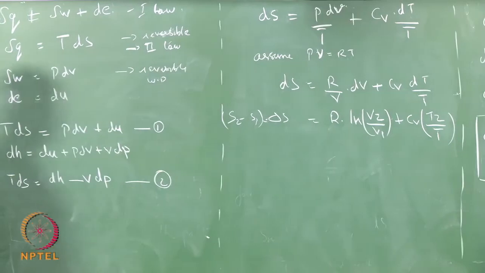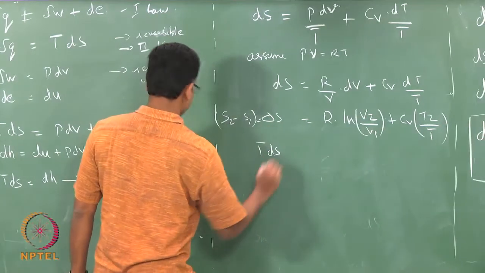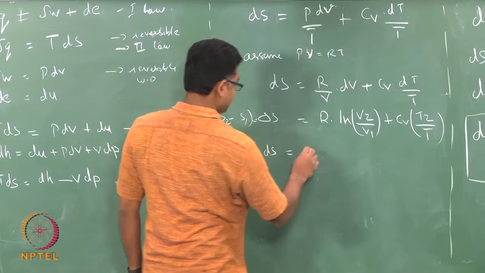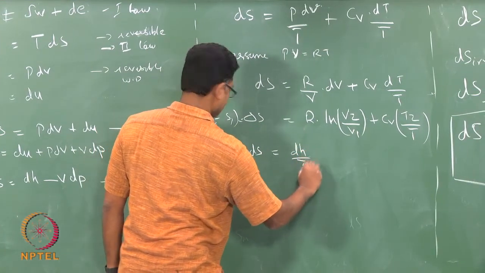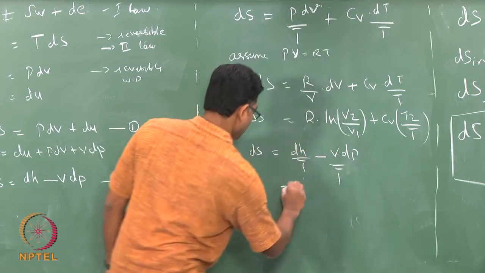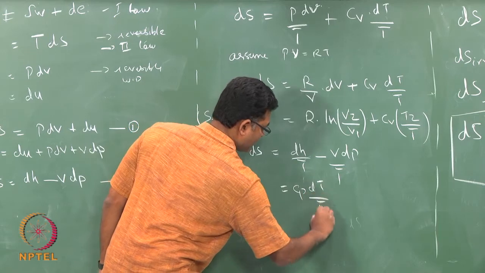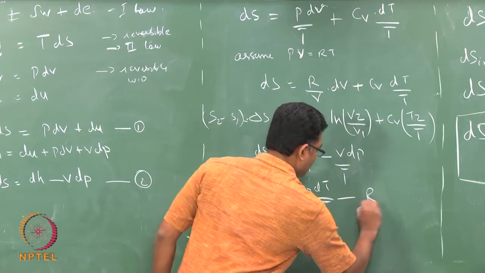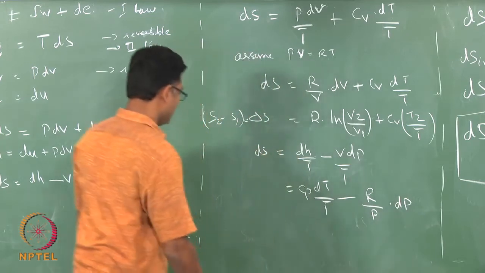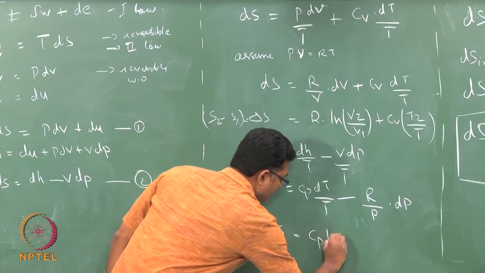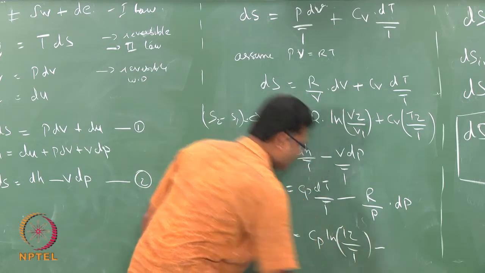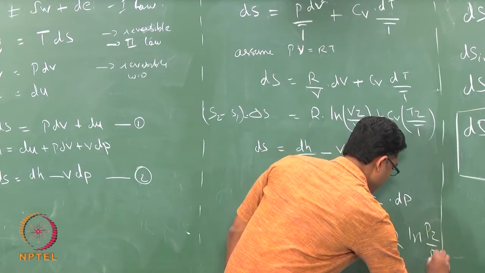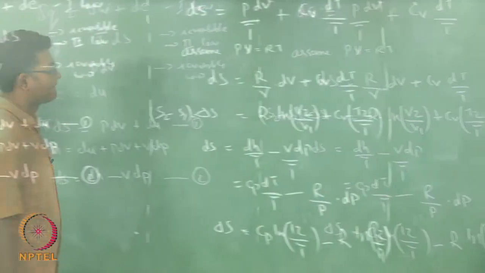Now, if I take the other equation, TdS, I will take the T to the other side. dH by T is Cp dT by T minus V dP by T, and V by T is R by P. So my delta S is Cp ln T2 by T1 minus R ln P2 by P1.